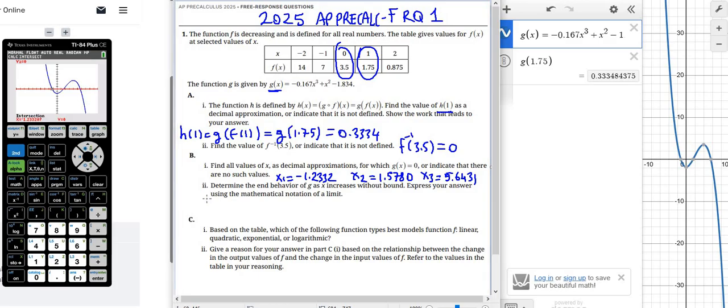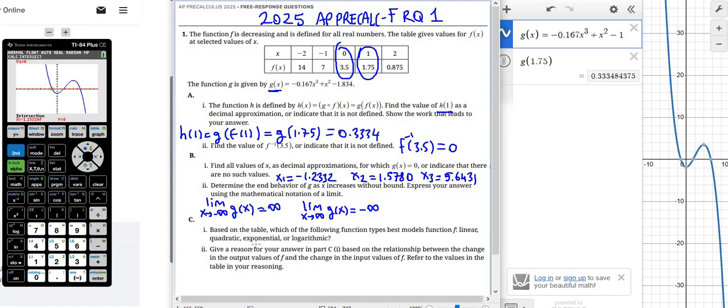We have to express it in limit notation. The limit as x approaches negative infinity, g of x approaches positive infinity. And the limit as x approaches positive infinity, the g function approaches negative infinity.